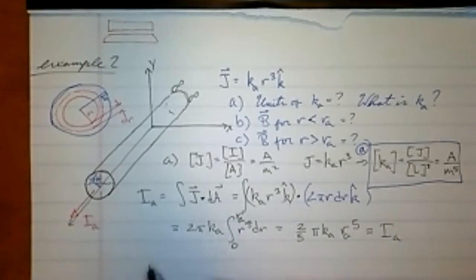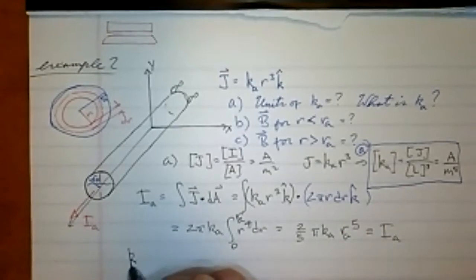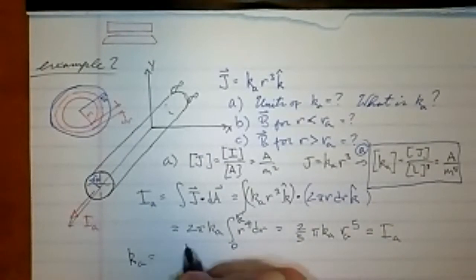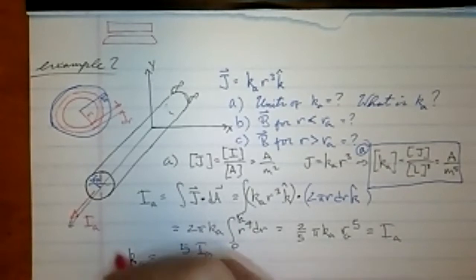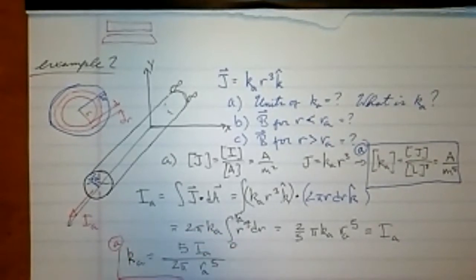So now I can solve for Ka, and I'd see that Ka is in fact equal to, let's say 5 Ia over 2 pi Ra to the 5th power. Notice that's completely consistent with the units we had. We had amps per meter to the 5th power. That's exactly what that is. Any questions on that? So this is also an answer to part A.